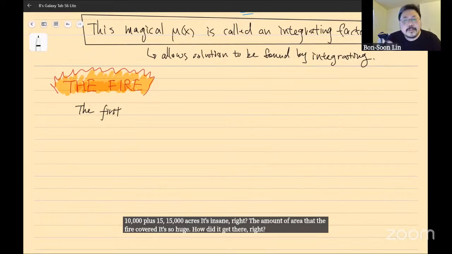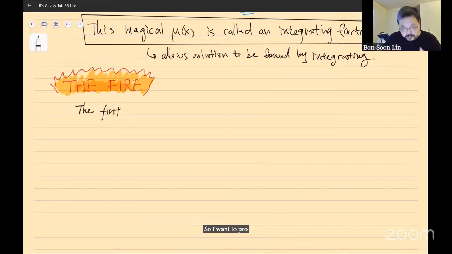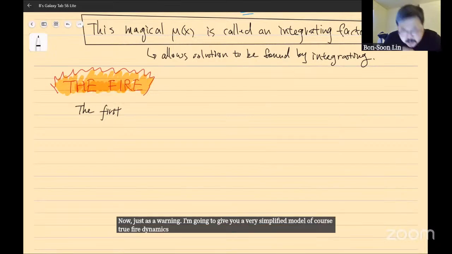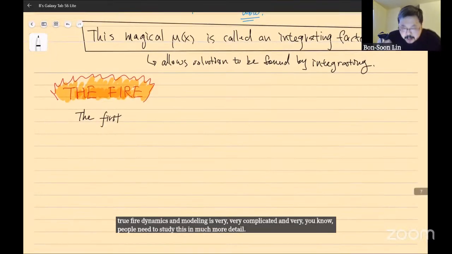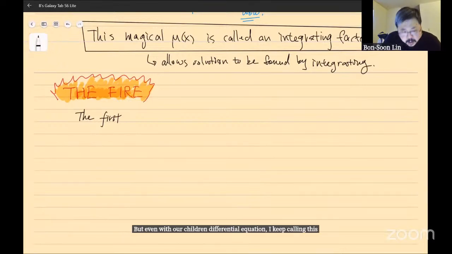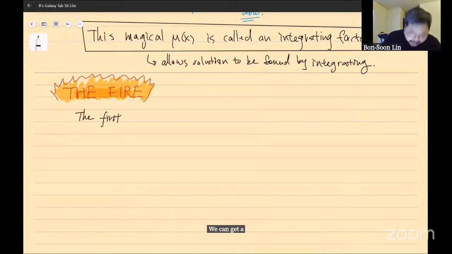So I want to propose a model to sort of study this phenomenon. Now, just as a warning, I'm going to give you a very simplified model. Of course, true fire dynamics and modeling is very, very complicated, and people need to study this in much more detail. But even with our children differential equation, I keep calling this class children differential equation, we can get a very good sense of what's going to happen.